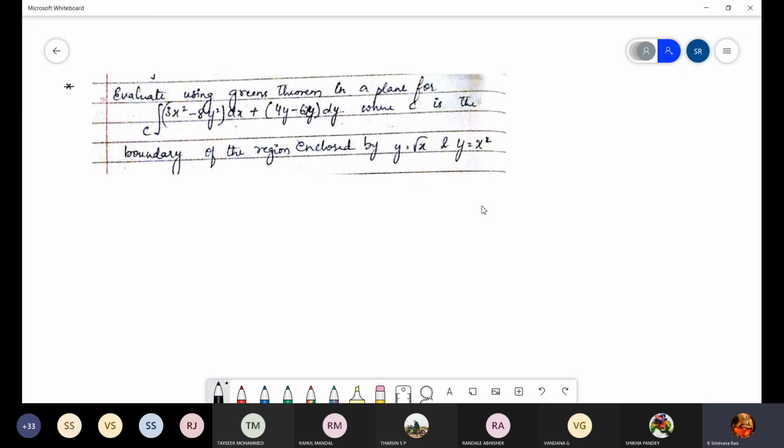C is the boundary of the region enclosed by y equals root x and y equals x square. Okay, so first what is C, and we will first draw the diagram. A little bit different way to solve compared to the previous problem.